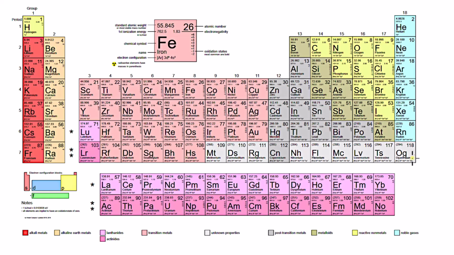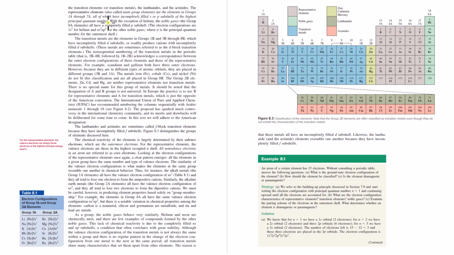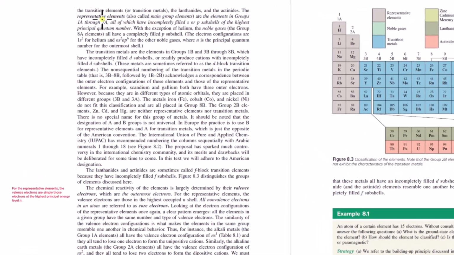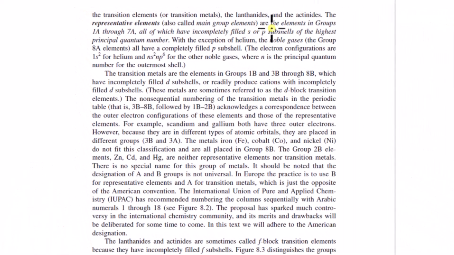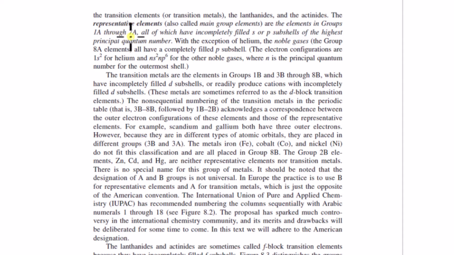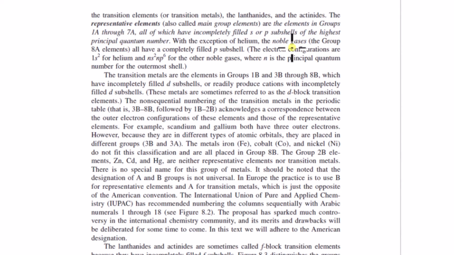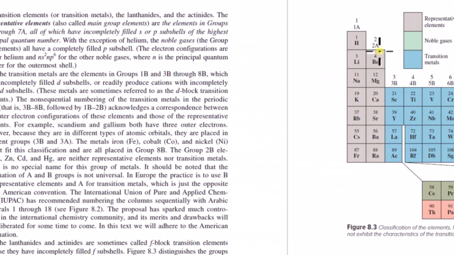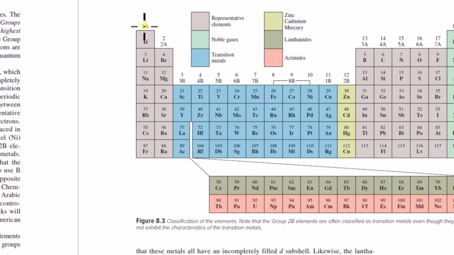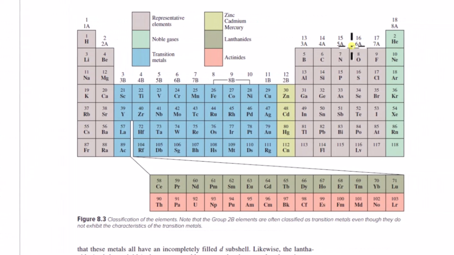Now, it says the representative elements, also called the main group elements, are the elements in groups 1A through 7A, all of which have incompletely filled s or p subshells of the highest principal quantum number. So let's come to this chart here. We're going to learn about these column labels in a second, but they're saying groups 1A through 7A. They have incompletely filled s or p subshells, but it also says of the highest principal quantum number. So what do they mean by the highest principal quantum number?